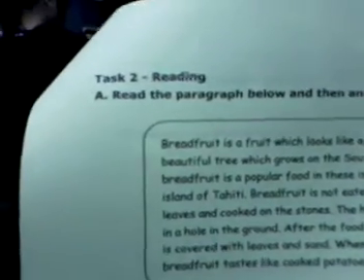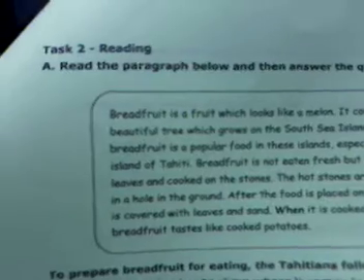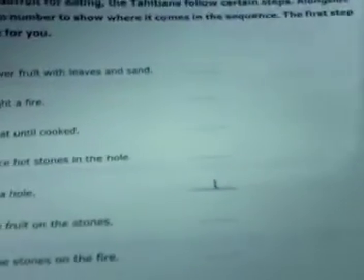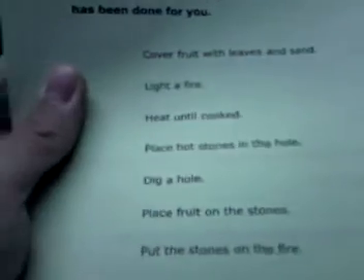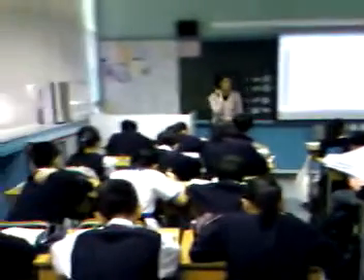So now the students are reading this paragraph on making breadfruit, and afterwards they have to number some steps. And this is the 1-hour science in English lesson observation.